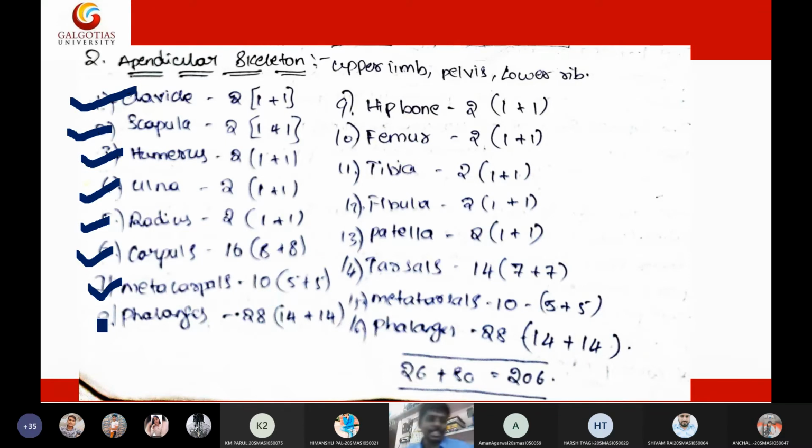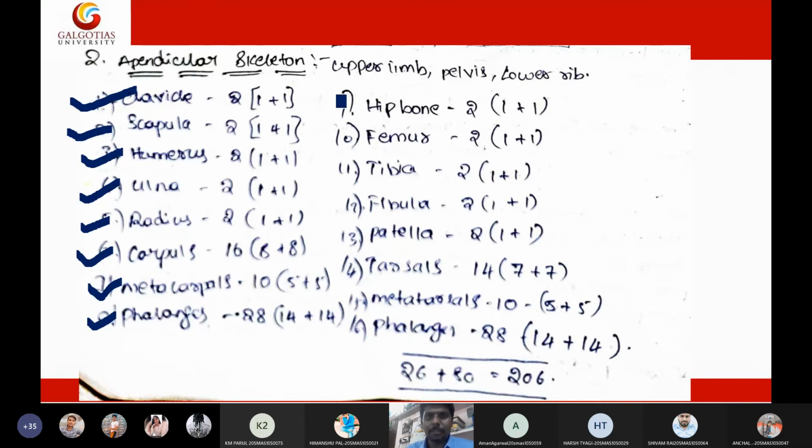Then you have phalanges. What are these phalanges? Do you have any idea, students? Phalanges means your finger bones. Very good. Your finger bones are called phalanges. Carpals, metacarpals, phalanges. We have 8 carpal bones, 8 wrist bones. Then you have 5 metacarpals. And how many phalanges do we have? 14 phalanges in one hand and 14 in the other hand. So phalanges are the finger bones.